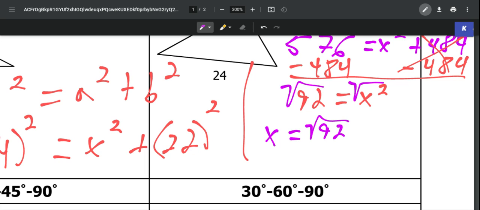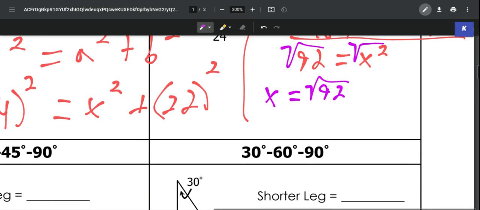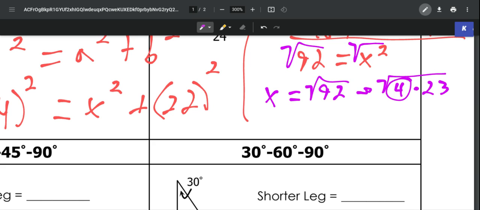Now 92 is a weird one, but if we want to break this down further, we can take two factors. Let's see. We would use 4 and 23, I believe. Let me check and be sure. I think that's right, though. 23 times 4. Yeah. So we can use 4 times 23. And now I can take the square root of this 4. So x is going to equal 2 on the outside, radical 23.